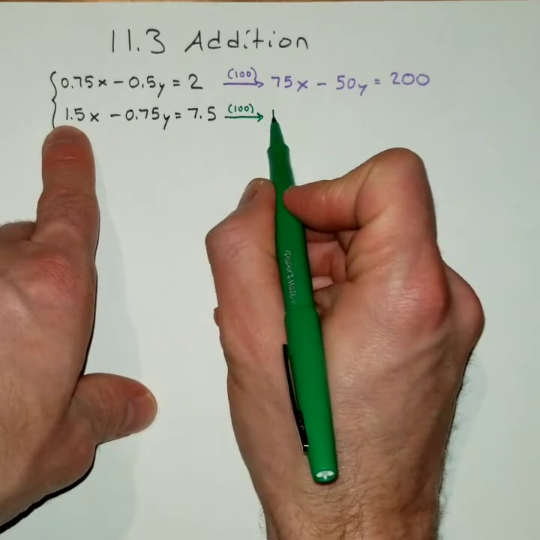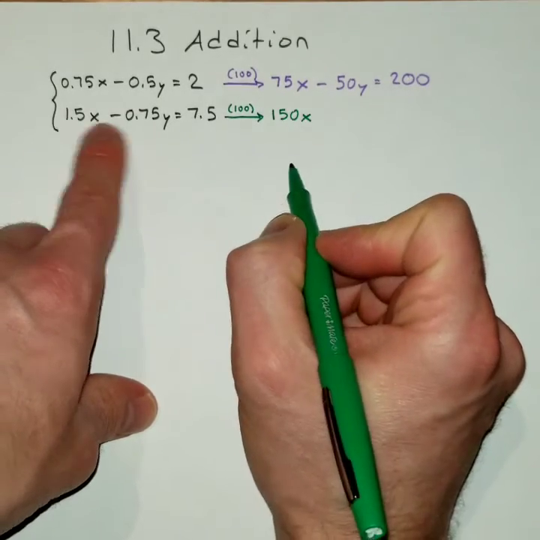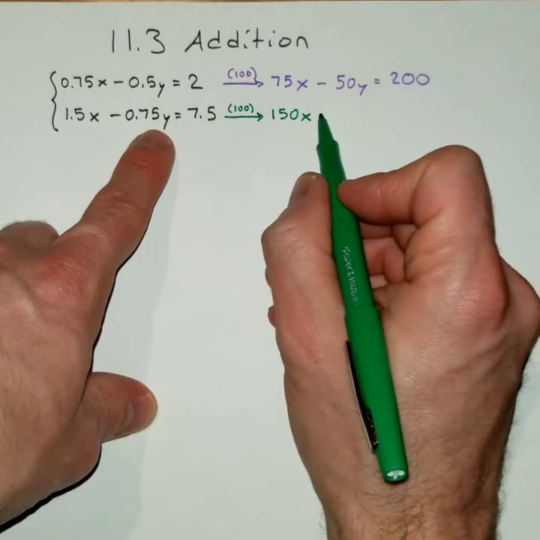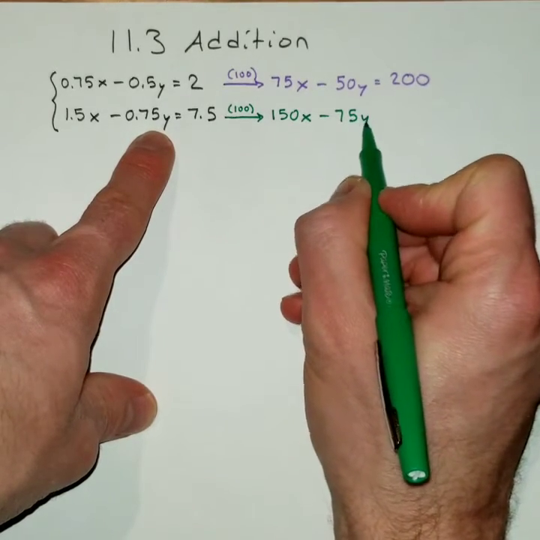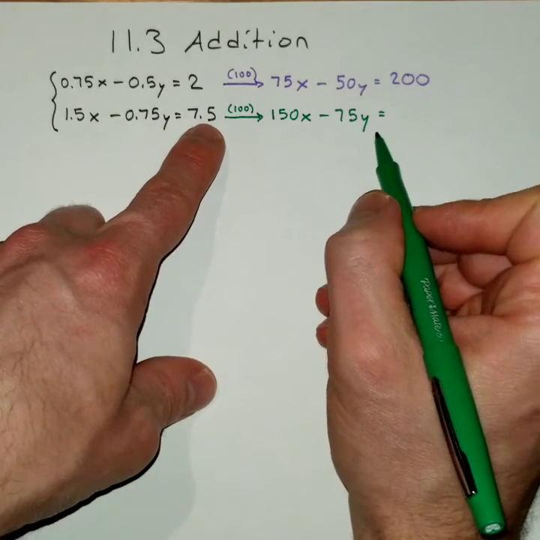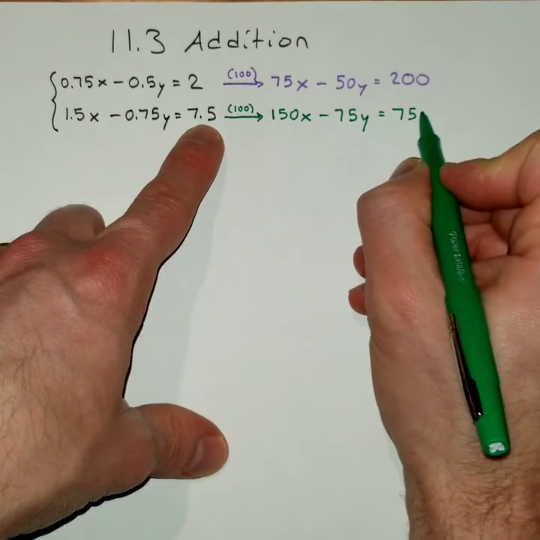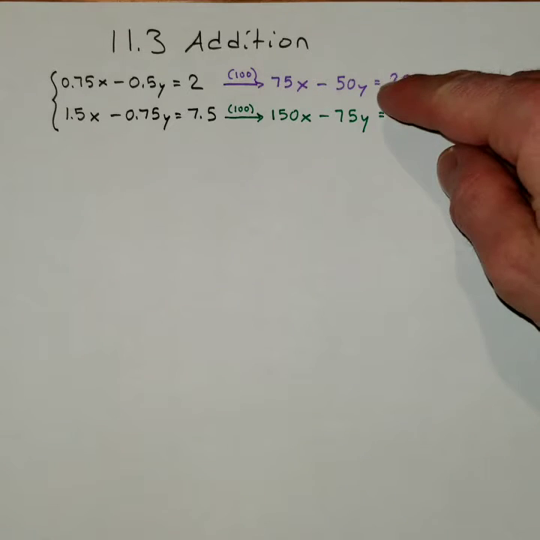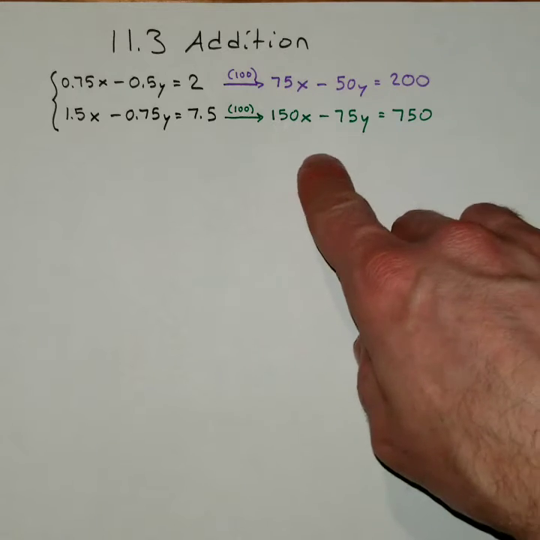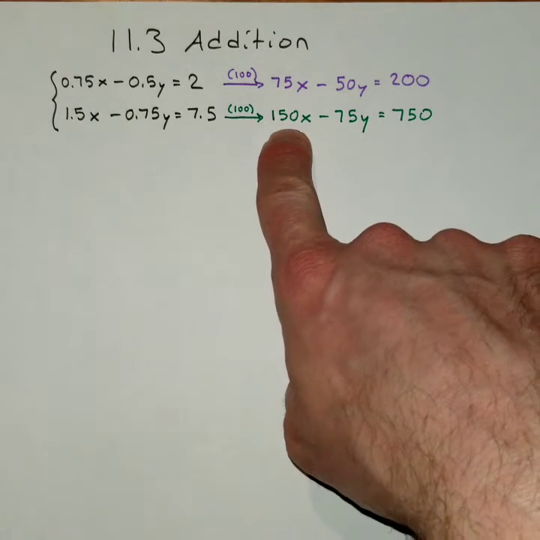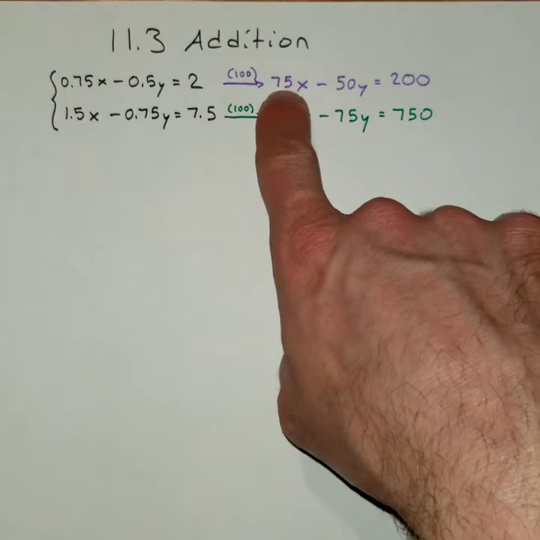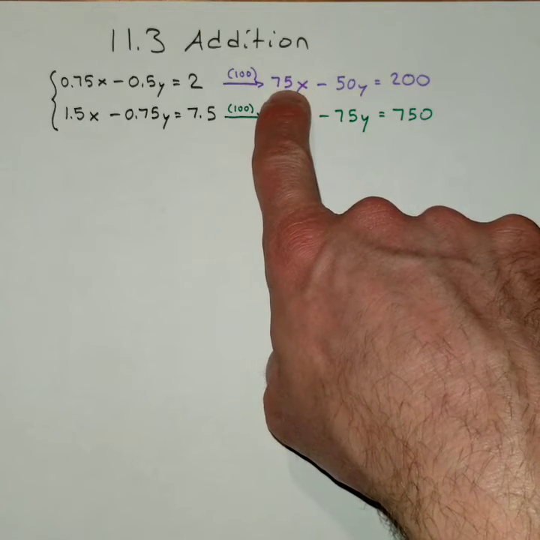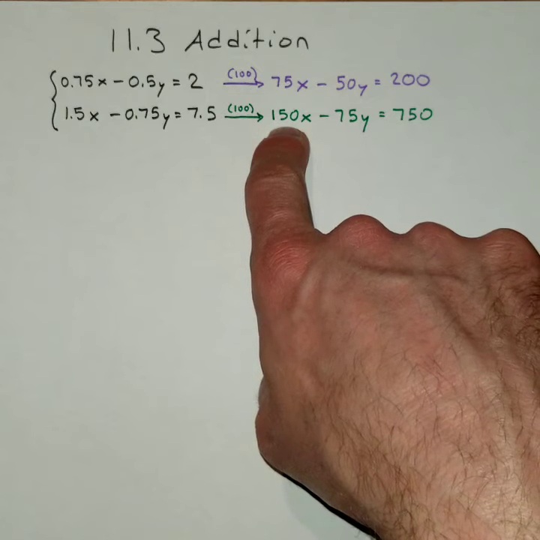1.5 times 100 is 150. 0.75 times 100 is 75. And 7.5 times 100 is 750. Okay, so now I've created 2 equations. There's no more decimals. And I want to again try to get 2 of these coefficients to be opposites. I think the easiest one will be the 75 and the 150, because 150 is exactly double the 75, right? 75 times 2 is 150.